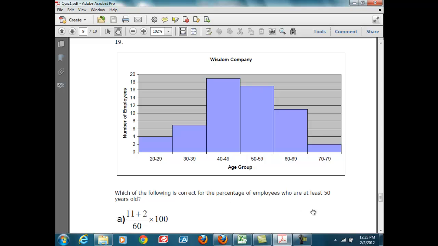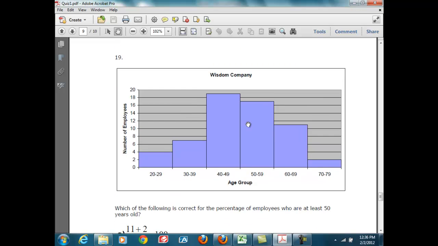Am I clear? So when it says at least 50 years old, that means I'm talking about this bar and this bar, right? And the height of the bar tells me the number of items in that bar. So what I would do, I'll add those up. And of course, this is not a correct answer. I can see that. Why? Because this bar is much taller than 11.